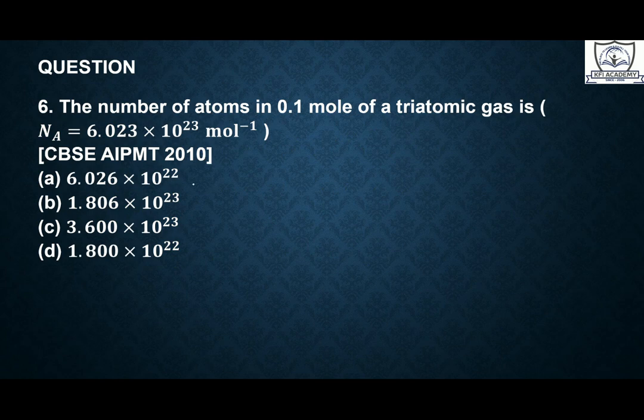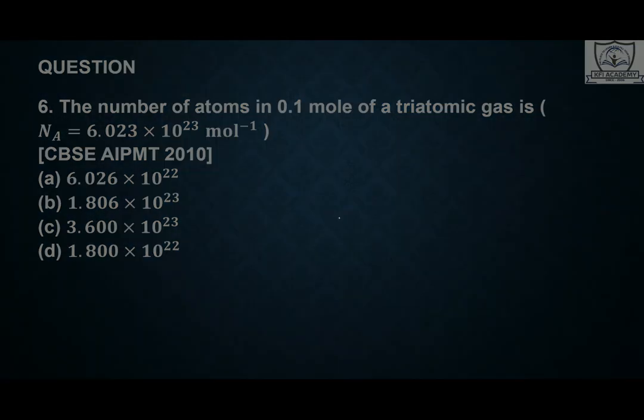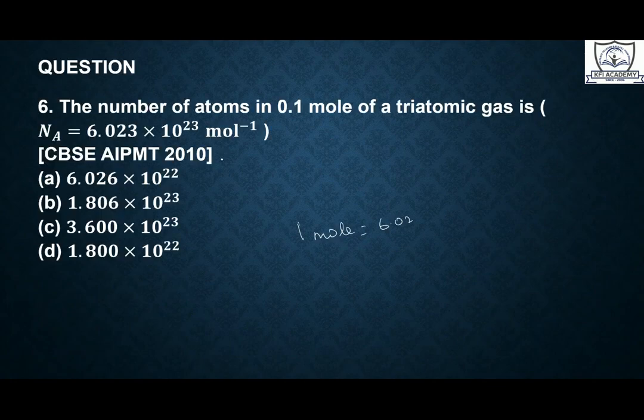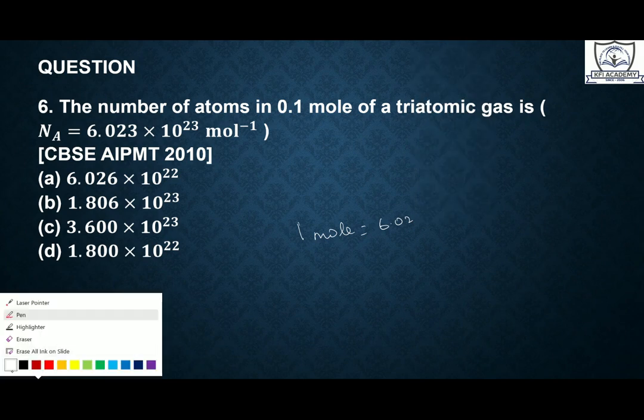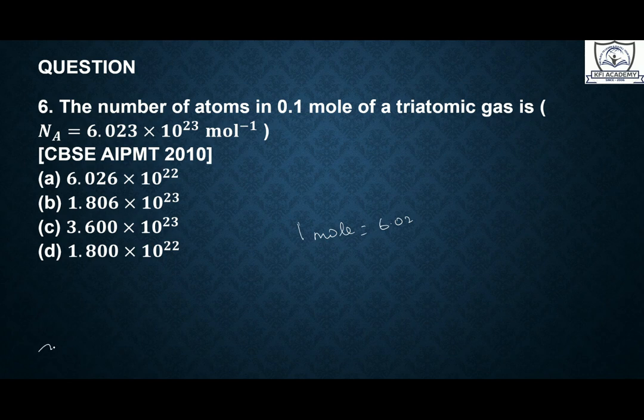All India Pre-Medical Test 2010, this question was asked. Number of atoms in 0.1 mole of a triatomic gas. So very simple, it is not that difficult. 1 mole is equal to 1 Avogadro number, that means 1 mole is equal to 6.022 into 10 power 23. Since it's a triatomic molecule, we have to multiply by 3. 1 mole is this much, then what about 0.1 mole?